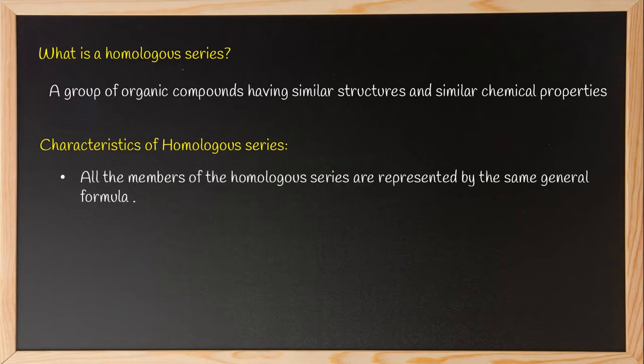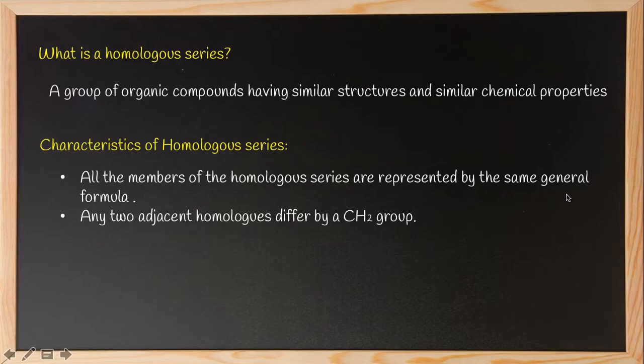All the members of homologous series are represented by the same general formula. Obviously, if they have similar structure, they have to be represented by the same general formula too. Any two adjacent homologues differ by a CH2 group. So, if there is a homologous series, then any two homologues present in that particular series will differ by a CH2 group, but they have to be adjacent.